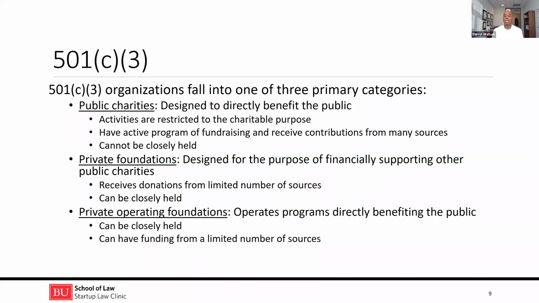We think about the Bill and Melinda Gates Foundation or some of these larger foundations, like the Walton Family Foundation. They're designed for the purpose of financially supporting other public charities. So these are organizations that get a huge influx of money, and then they are not necessarily doing work themselves, but they are essentially making grants to other organizations. They might make grants to Habitat for Humanity to build homes, or to another charitable function. But they themselves are not actually doing that.